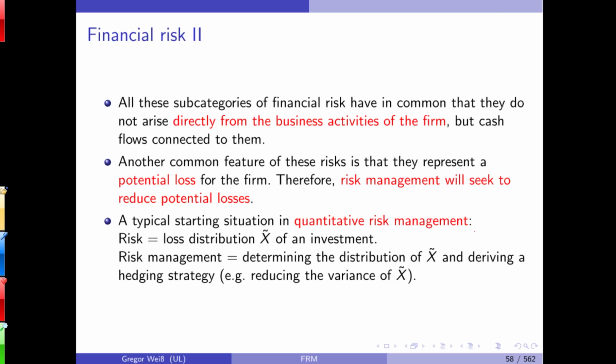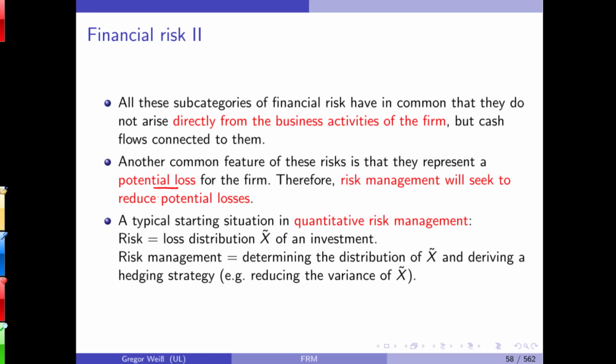Another common feature of all of these risks is that they represent a potential loss. I've talked about this extensively last week, that you can argue that a firm should be only concerned about financial losses, but you can make the argument that every time something is abnormal, it could also pose a threat to the company. If you have a trader that earns too much money, if you have someone who is doing too well, if something's too good to be true, it might also be a risk. But most of the time, we'll only talk about financial losses.